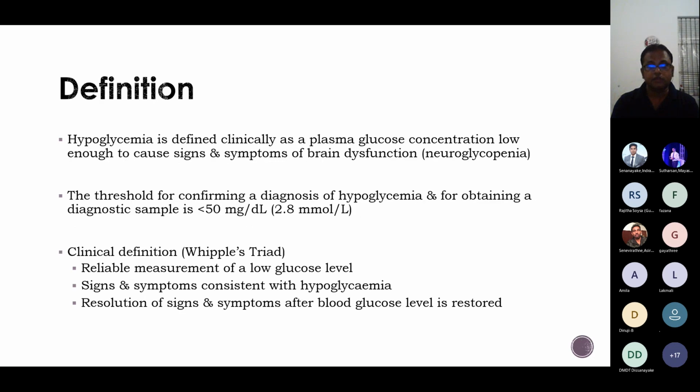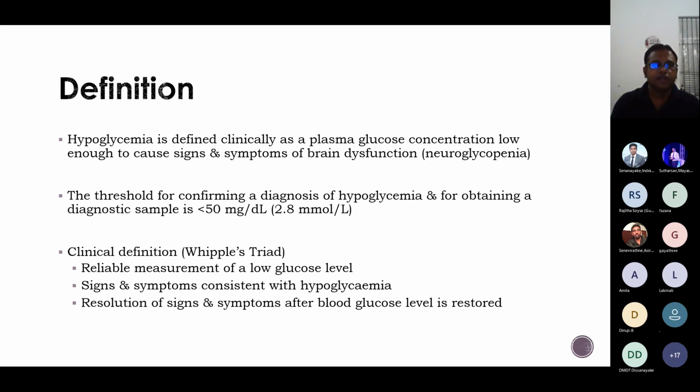So more about definition. Hypoglycemia is defined clinically as a plasma glucose concentration low enough to cause signs and symptoms of brain dysfunction or neuroglycopenia. The threshold for confirming a diagnosis of hypoglycemia and for obtaining a diagnostic sample is less than 50, and some authorities take it as less than 45. And this is the Whipple's triad we were talking about earlier.